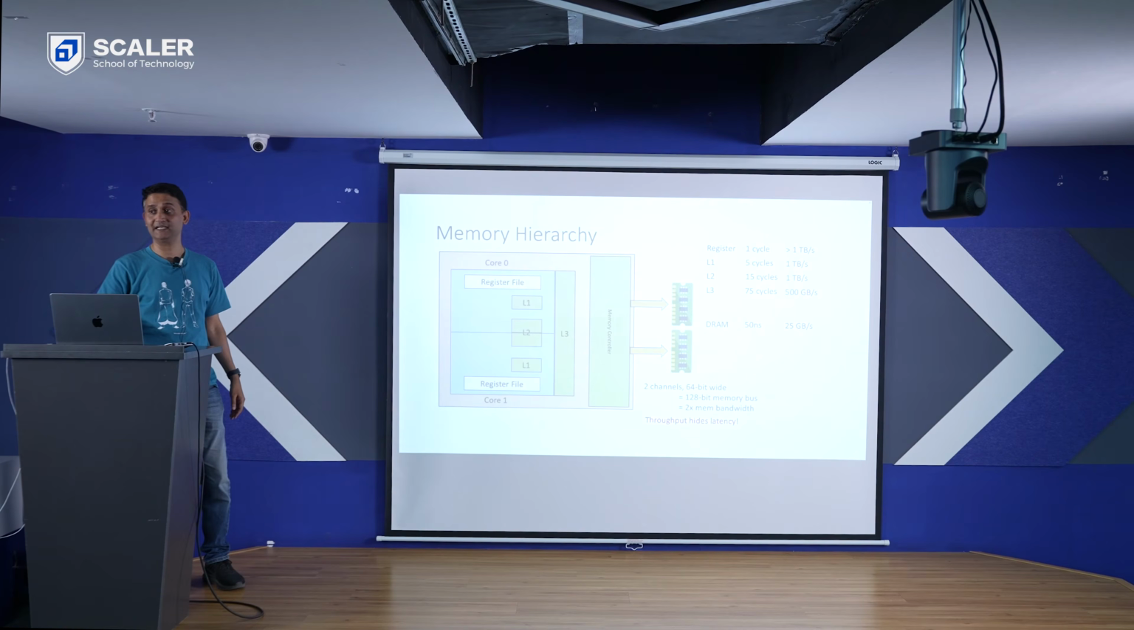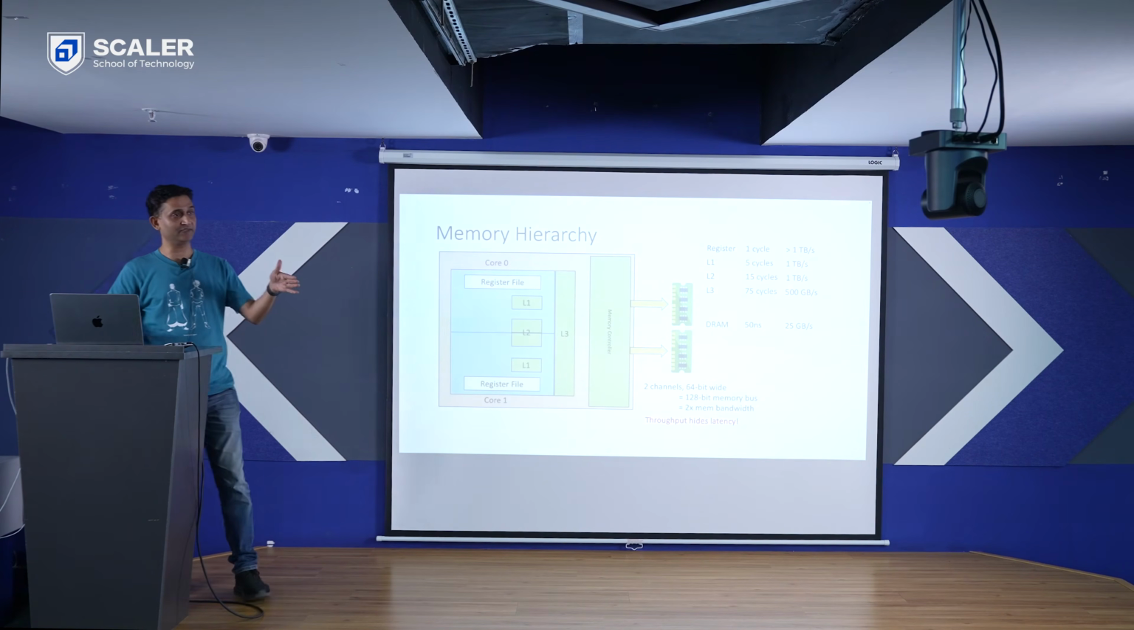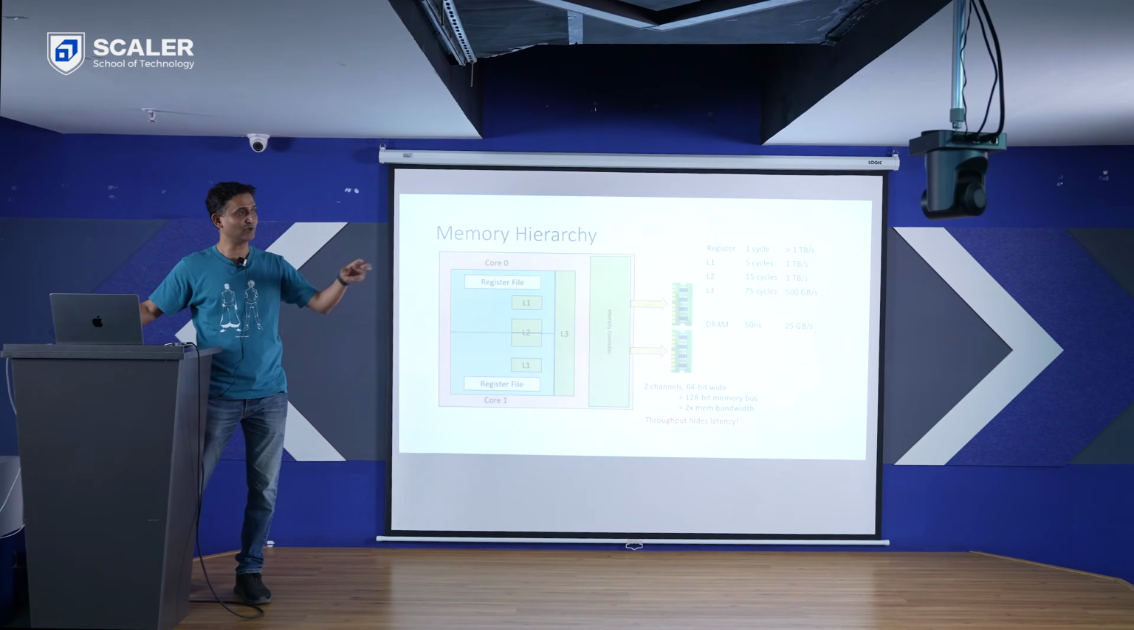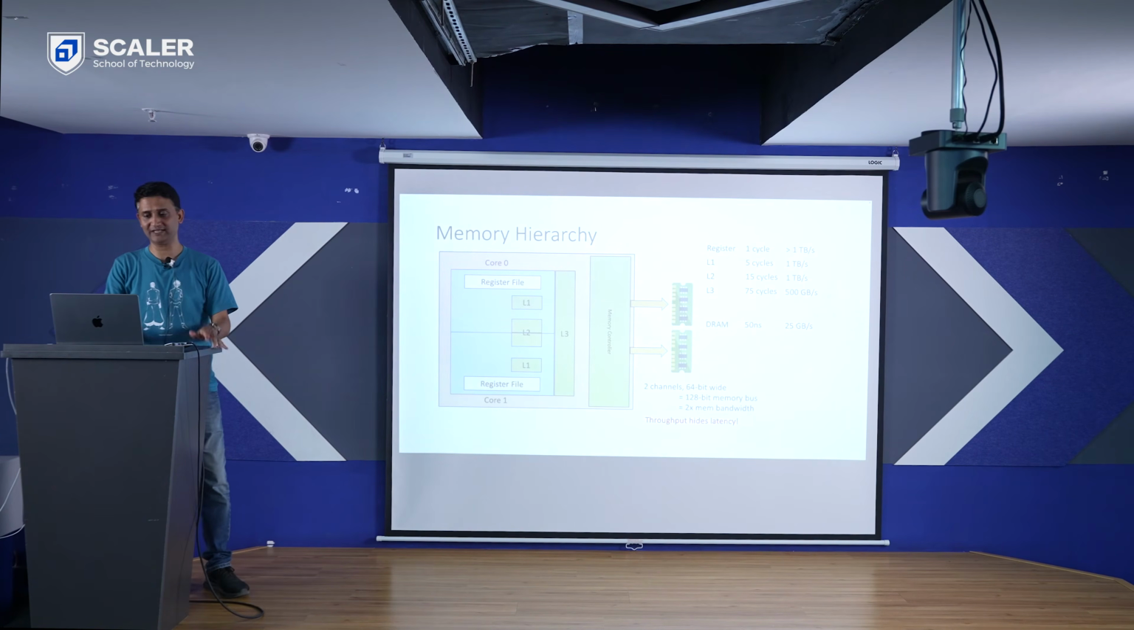Again, throughput helps us hide latency. So a CPU that is running with only one channel will see the effect of memory latency far more than a CPU that is actually having multiple channels.